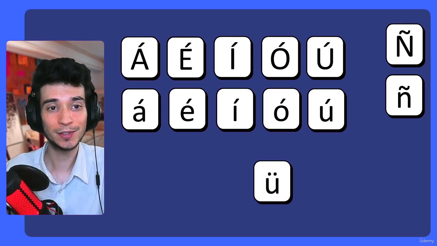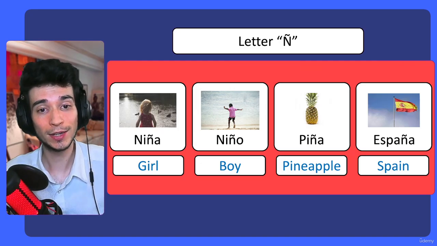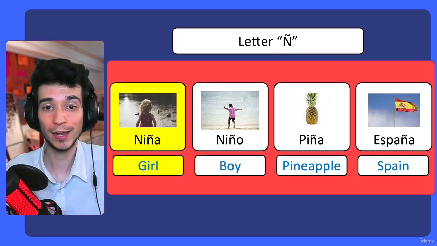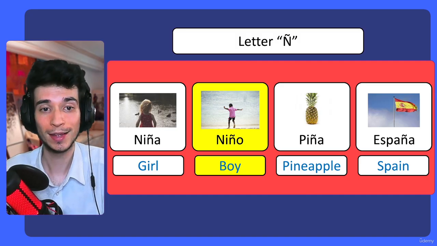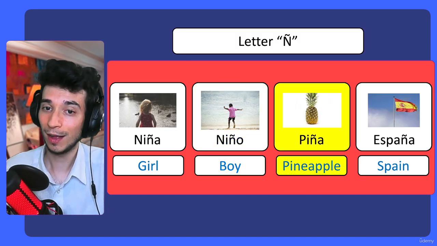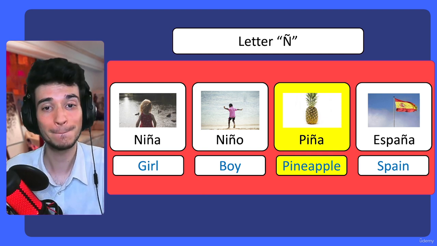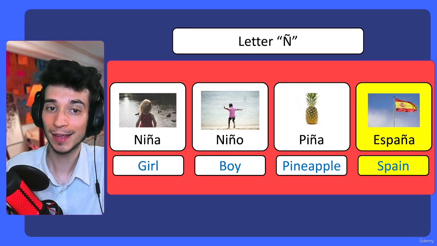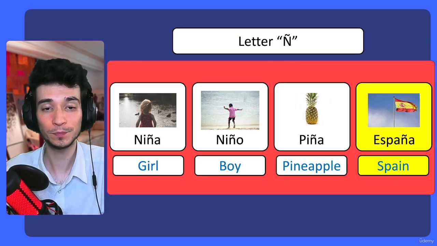So let's start with the letter ñ. The letter ñ comes up in a few words. For example, niña, which means a girl. And it also comes up in niño, which means a boy. Also in piña, which means pineapple, and España, which means Spain. So yes, the ñ, N with the little line.